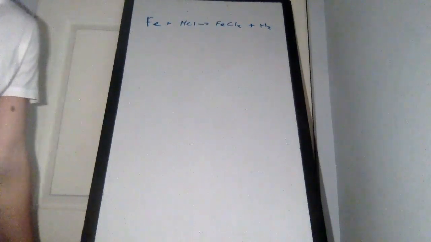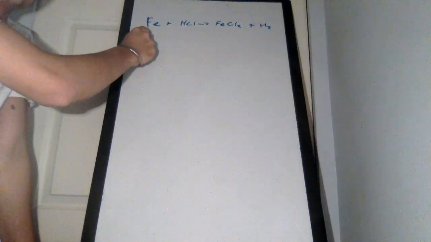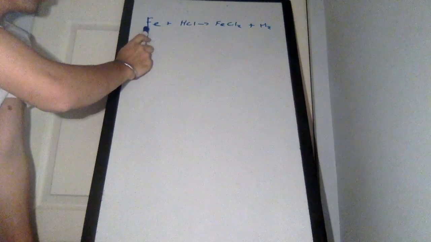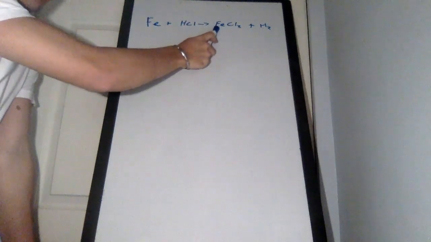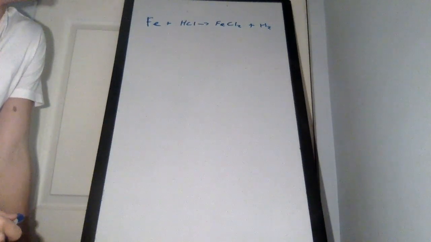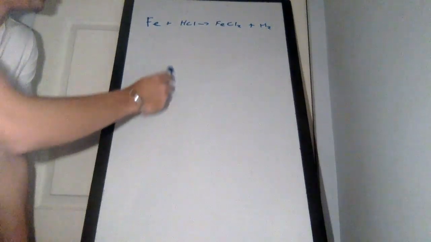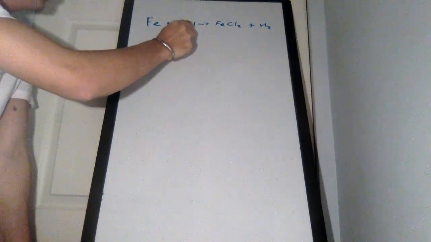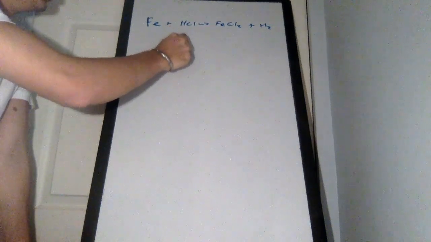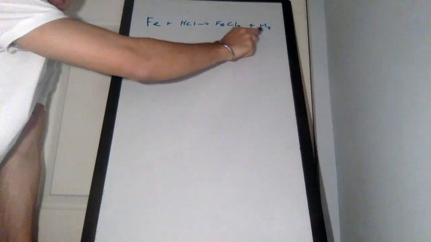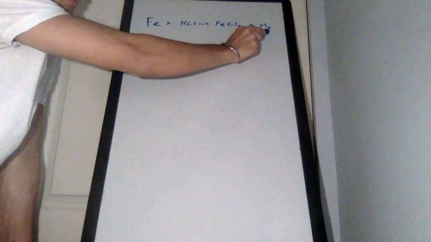So to start here, you're going to look at Fe. So Fe, there's one on this side, there's one on this side. So the Fe is good. Next, you'll want to look at the H, because that's next in order. So H, there's one here, there's two on this side. So keep that in mind. So there's one here and two here.